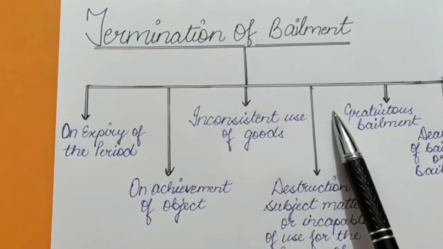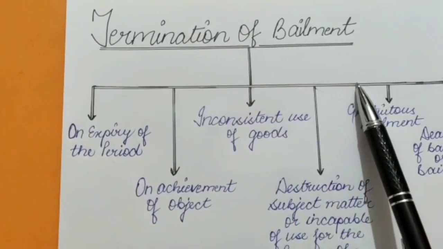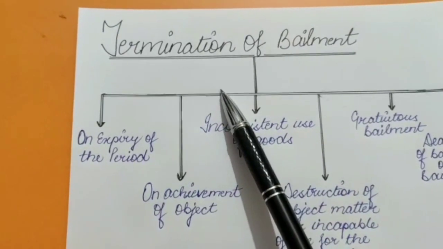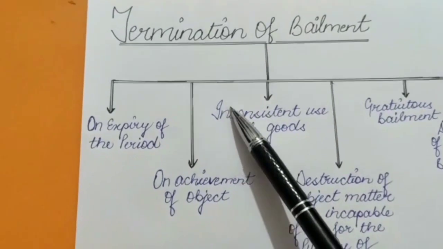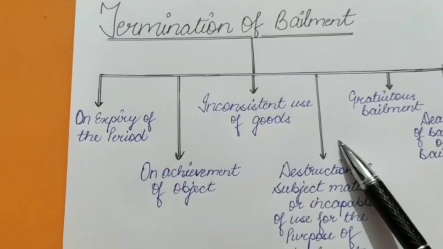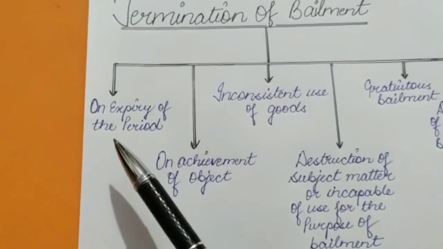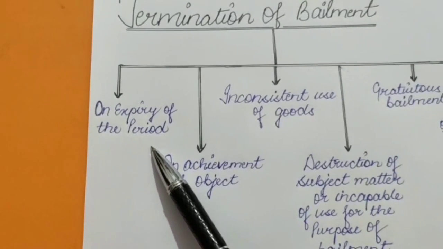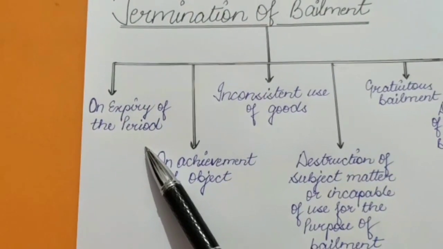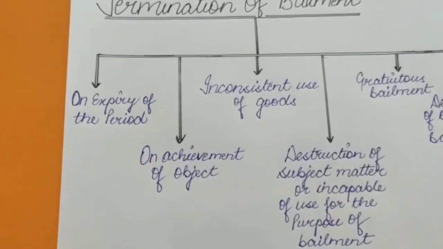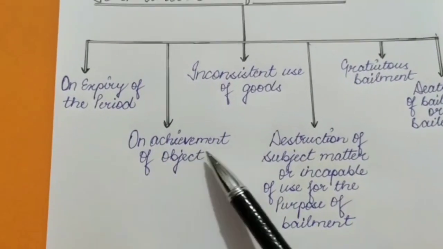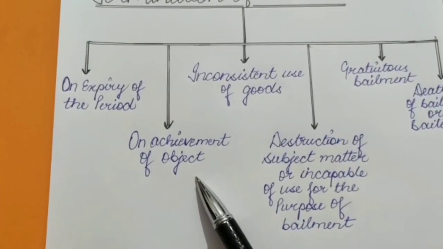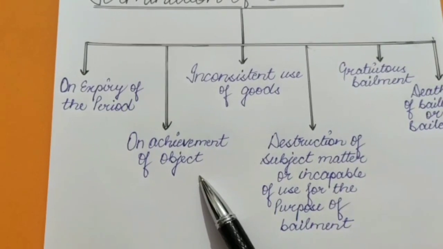So, in bailment chapter, last topic is termination of bailment. Termination simply means cancellation of a contract. So, here a contract of bailment terminates under the following circumstances. First is on expiry of the period. In this, if the bailment is for a specified period, the bailment terminates as soon as the stipulated period expires. Second is on achievement of object. If the bailment is for a specific purpose, the bailment terminates as soon as the purpose is fulfilled.